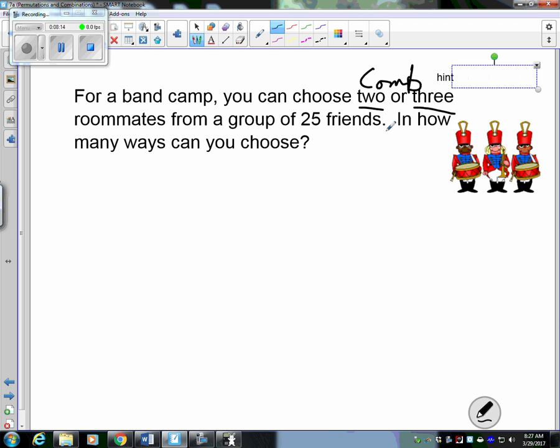And now we've introduced 2 different scenarios, 2 or 3. If you ever see or, that's add the combinations together. And if you see and in between, so it's 2 and 3, that's multiply. So this is or, so this is going to be plus.